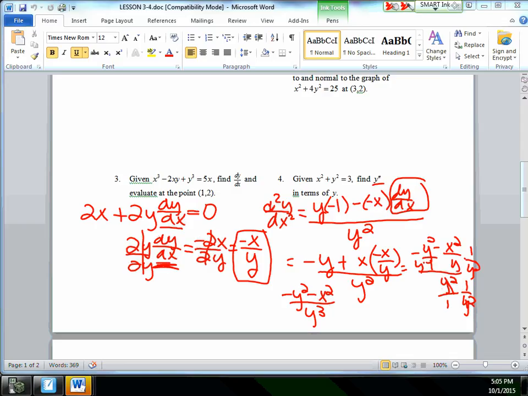And another final move you can do, we could factor out a negative of this. You wouldn't have to go to this point, but sometimes they do. So I pull out a negative, and I get y squared plus x squared all over y cubed. Well, y squared plus x squared, we know what that is. That's 3. So now we know that the second derivative is really negative 3 over y cubed.